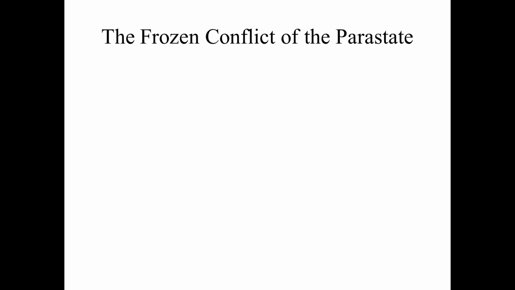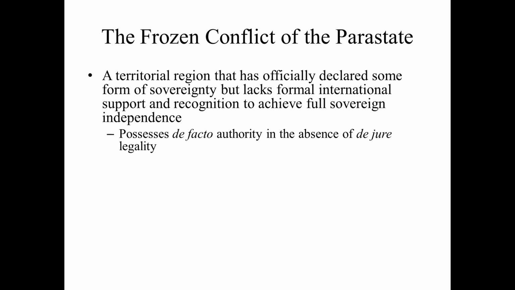Okay? Now, this is what I've been talking about, really related to studies of what I call the parastates, right? And parastates are sort of a relatively new territorial entity, right? They're not entirely independent states. They're not entirely autonomous regions either. They're somewhere in the ambiguous gray zone middle. A parastate is a territorial region that has officially declared some form of sovereignty, but lacks formal international support and recognition to achieve full sovereign independence.